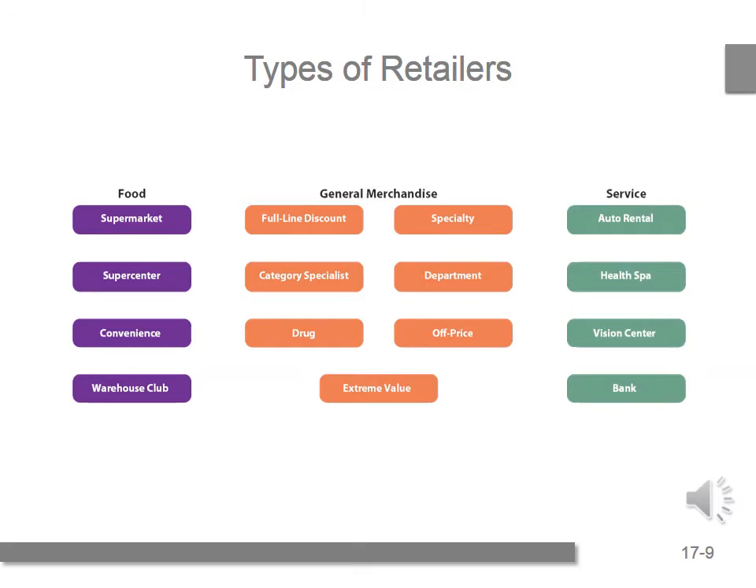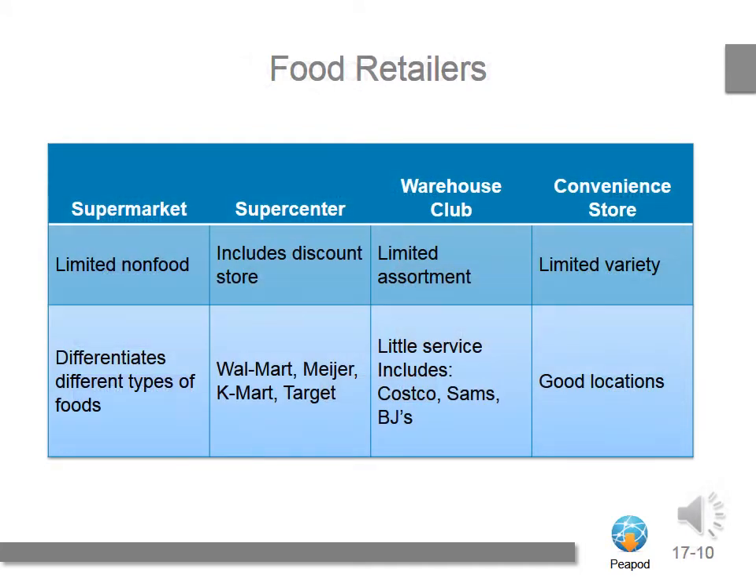Students, the next discussion will involve the types of retailers. The initial breakdown of retailers includes food retailers, with the renowned Walmart as the world's largest food retailer, grossing more than $443 billion. The latter breakdown includes general merchandise and service categorization as types of retailers. Food retailers are categorized as supermarkets, supercenters, warehouse clubs, and convenience stores.